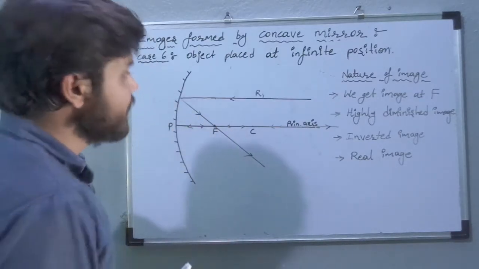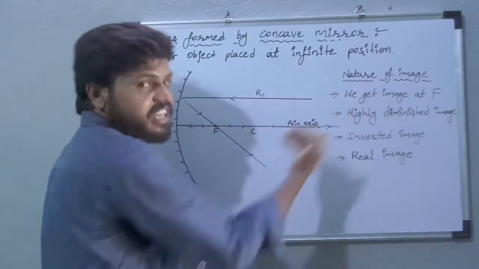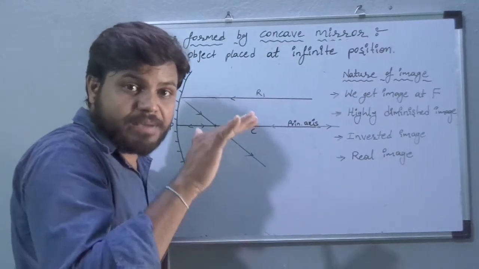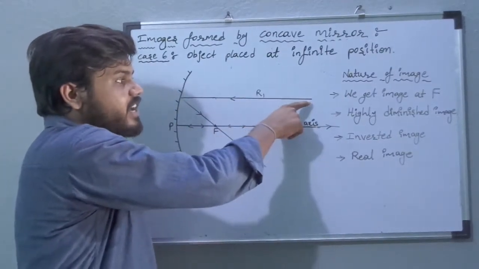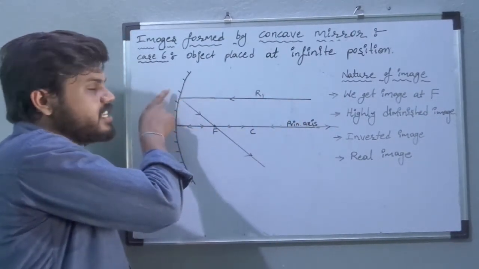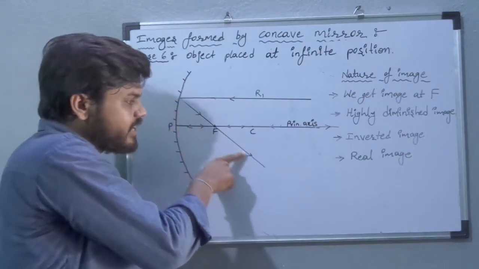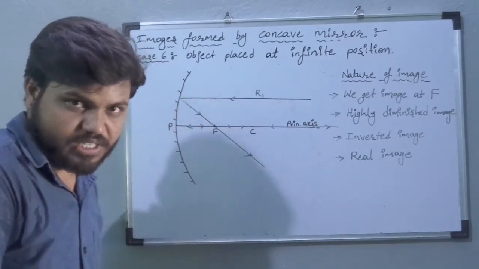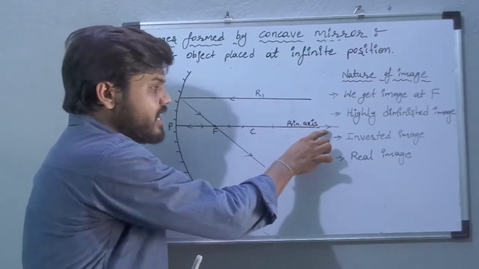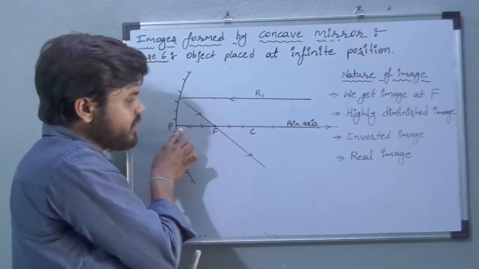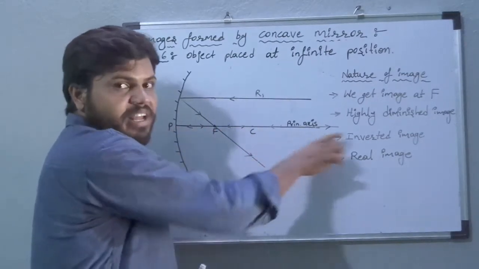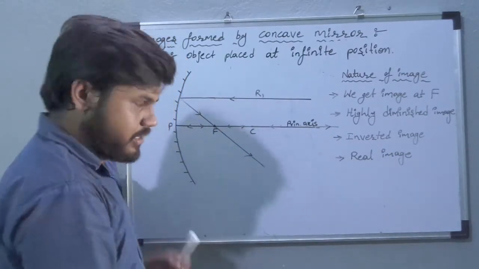I am repeating, if we place the object at infinite position, only parallel rays can reach the mirror. That's why I am taking one ray. The incident ray is parallel to the principal axis. After striking the mirror, the reflected ray passes through the focus, right? Next ray I am taking is the ray which travels through the principal axis. After striking the mirror, it goes back in the same direction.